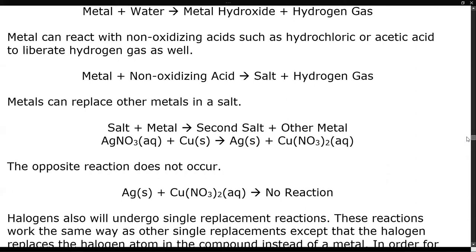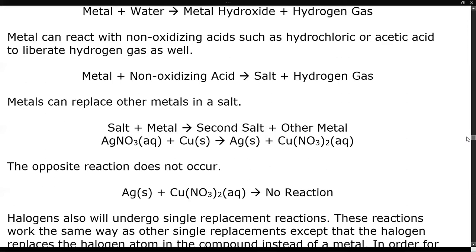Now metals can replace other metals. You can take a salt plus a metal, goes to a second salt and another metal. Our idea of putting copper into silver nitrate from our original example at the beginning of this chapter, you can go back and watch that video. The copper will displace the silver because it's more active, and so you get silver by itself and copper's in solution with the nitrate. The reverse doesn't occur.